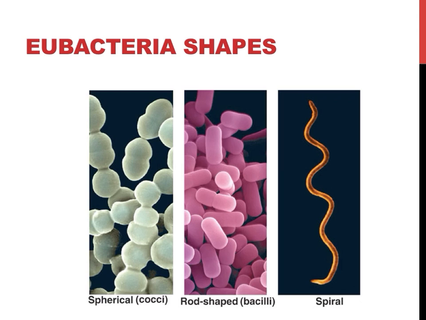Cocci are spherically shaped bacteria, such as the example shown on the left portion of this picture. The singular form of the term is coccus. Bacilli are rod-shaped bacteria, as shown in the pink bacteria in the middle of this picture. The singular form of this term is bacillus. The last common basic bacterial shape are spiral or spirilla. These bacteria are often described as corkscrew-shaped.